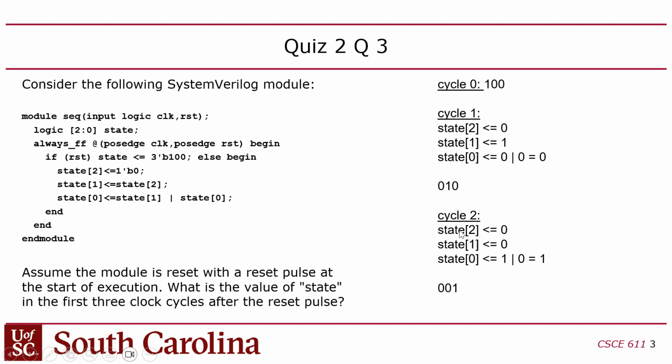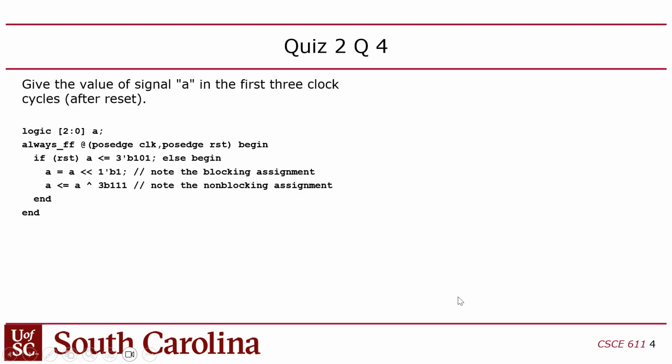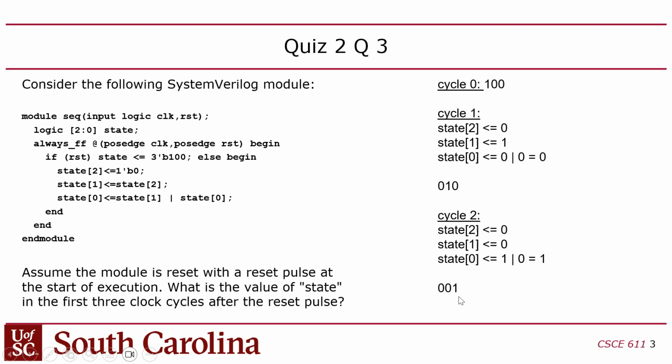Okay, then in cycle 2, state 2 is going to be 0. State 1 is going to be the old state 2, which was 0 in the previous cycle. State 0, you're going to look at 1 or 0. So you're going to get a 1, so 0, 0, 1. So that's the evolution of this. You start out with 1, 0, 0, then 0, 1, 0, and 0, 0, 1. Does that make sense?